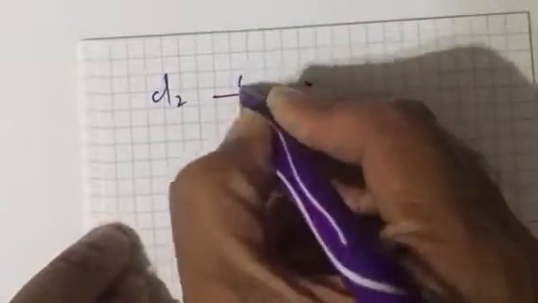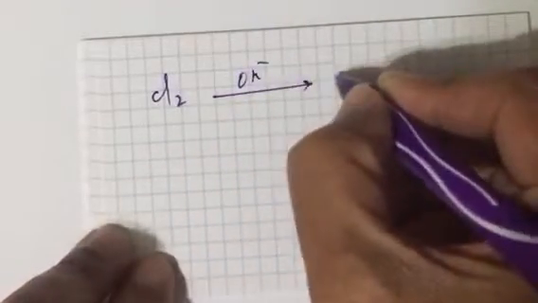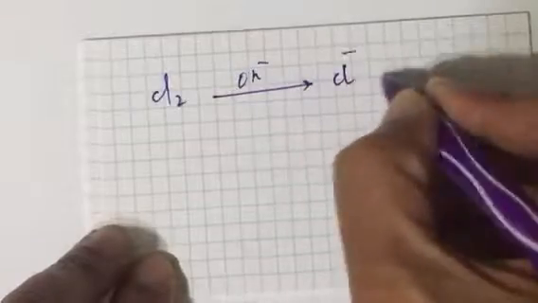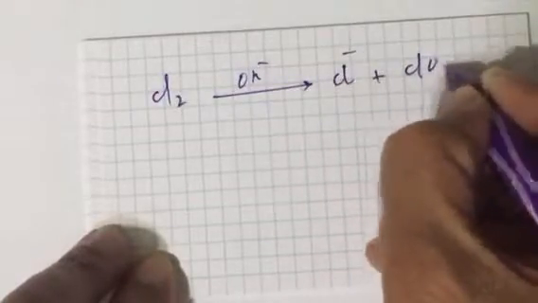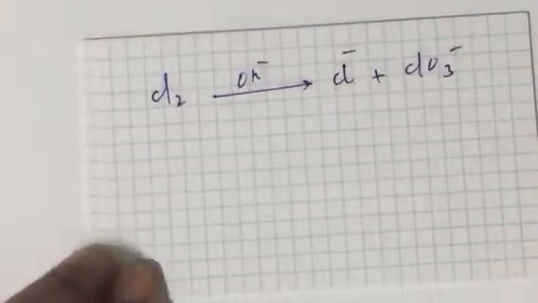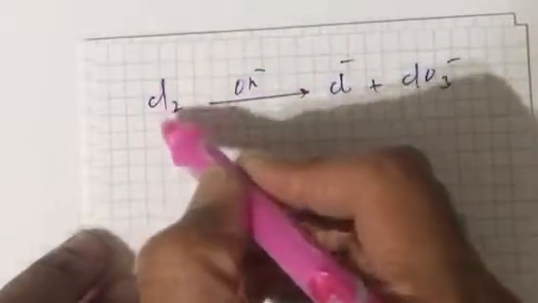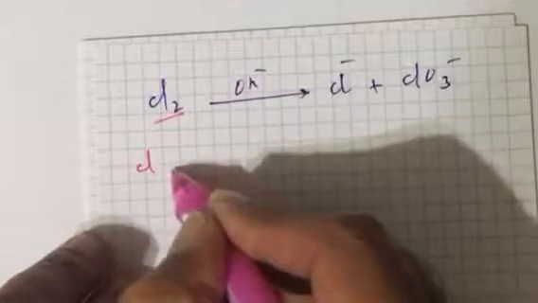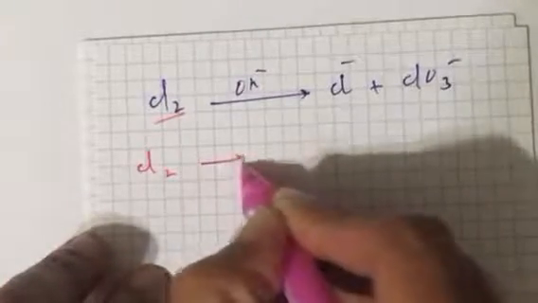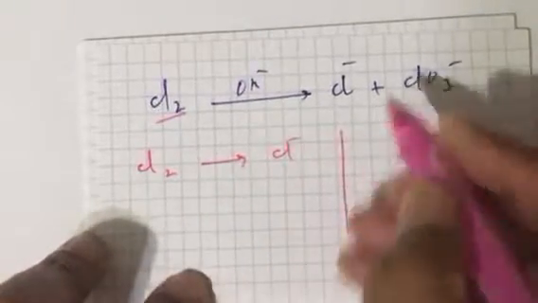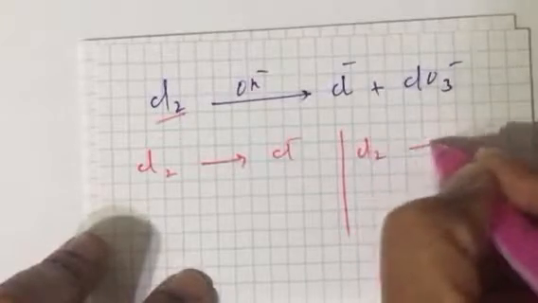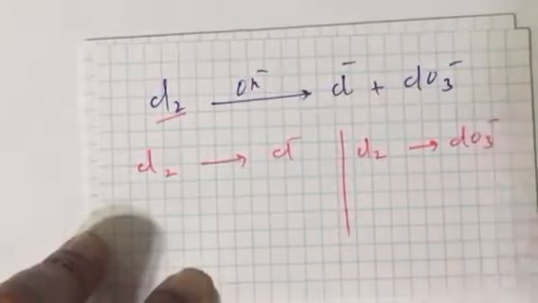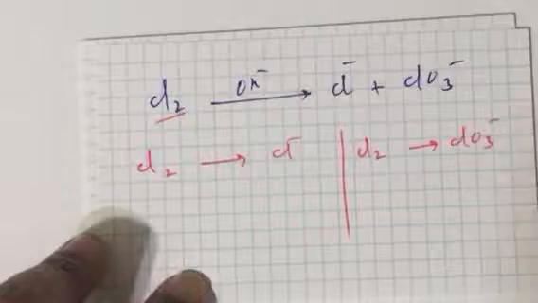Let us take for example Cl2 in a hot concentrated basic solution becoming Cl minus and ClO3 minus. How to balance it? I tell you, the same thing you divide into two parts. You take one Cl2, that gives Cl minus. You take another Cl2, that gives ClO3 minus. You have divided into two half reactions.